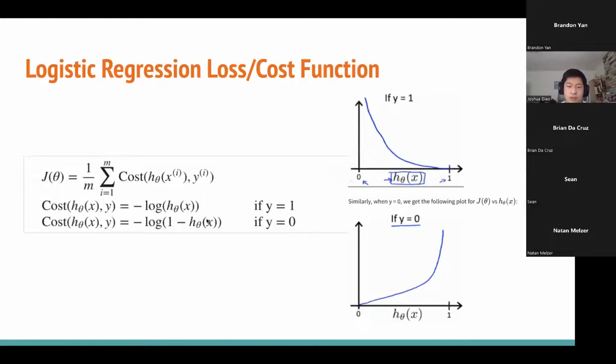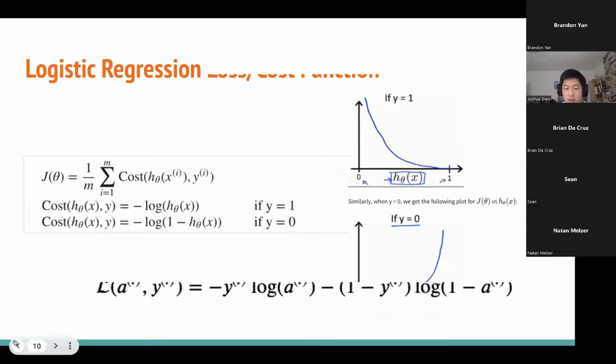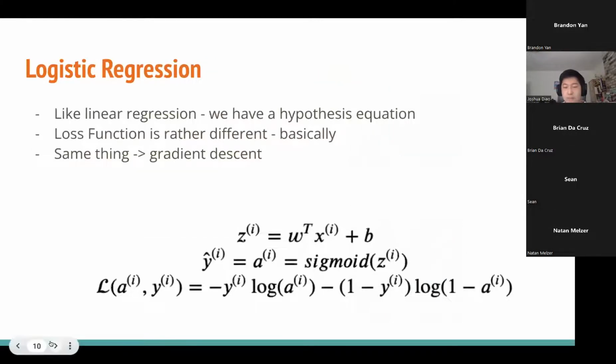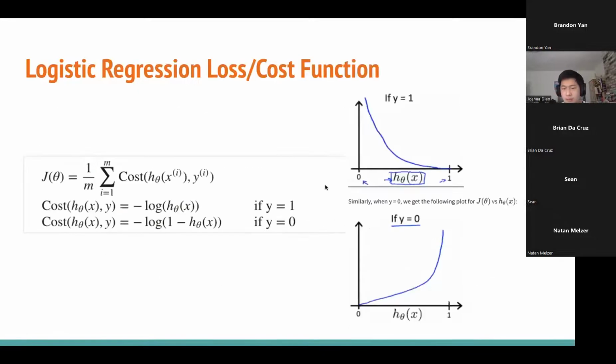The reason why our loss function is this huge formula with logs inside is because, as you can see in the graph here, if y is equal to 1, this curve goes down. This is h of x, and the y axis is the cost function. The closer our hypothesis gets to 1, we want to reward that behavior, so our cost will be closer to 0.